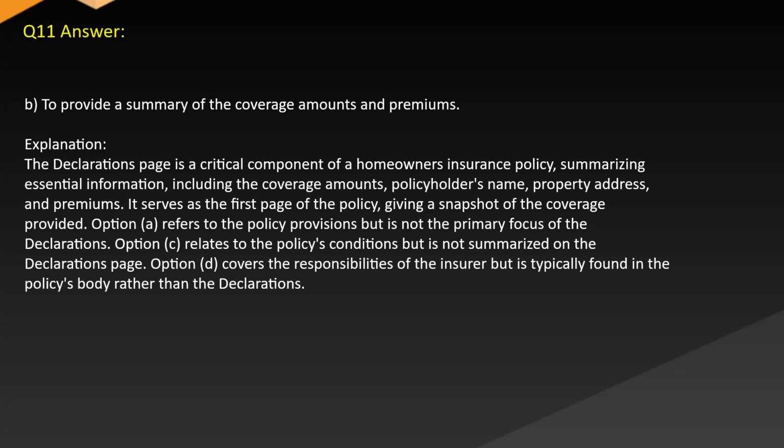Option A refers to the policy provisions but is not the primary focus of the declarations. Option C relates to the policy's conditions but is not summarized on the declarations page. Option D covers the responsibilities of the insurer but is typically found in the policy's body rather than the declarations.